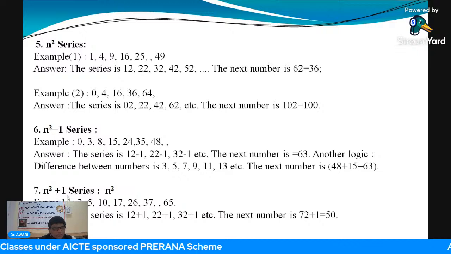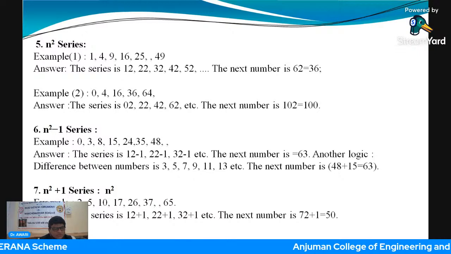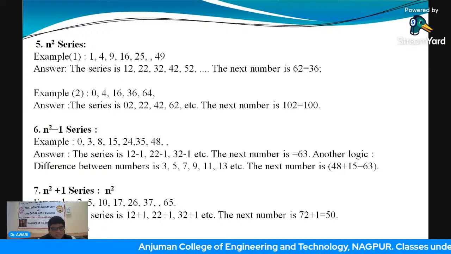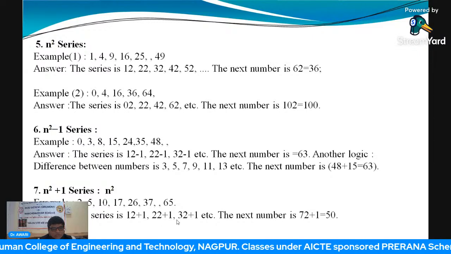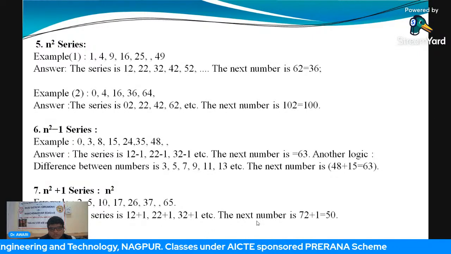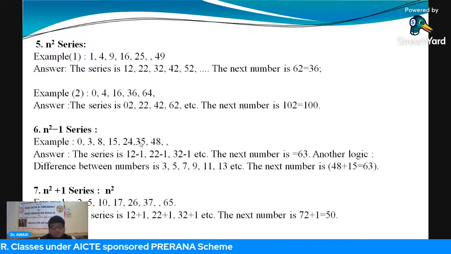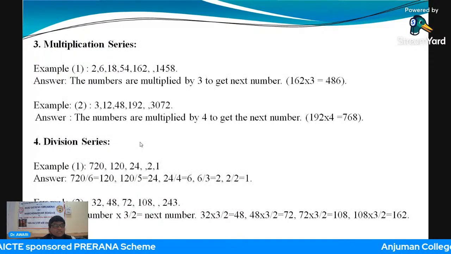Then n square plus 1 series. For example, 2, 5, 10, 17, 26, 37, dash, 65. The series is 1 square plus 1, 2 square plus 1, 3 square plus 1. So the next number is 7 square plus 1. So you need to identify which kind of series it is.